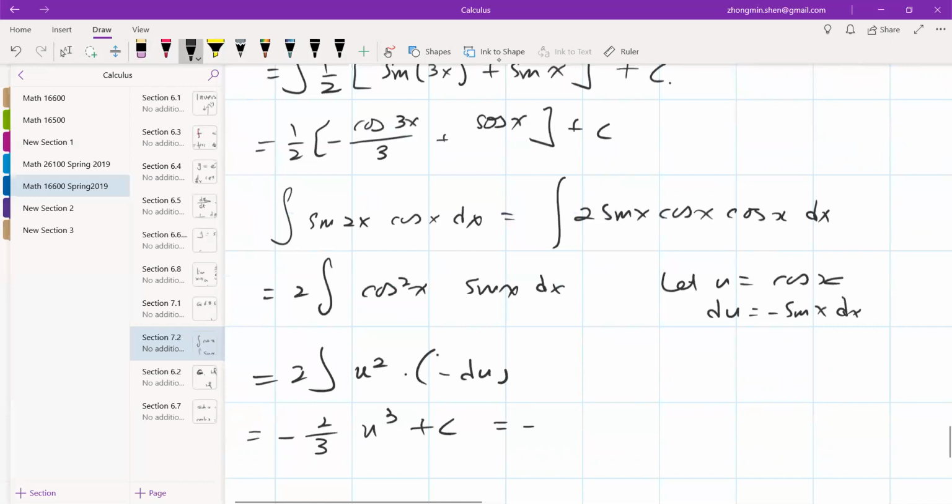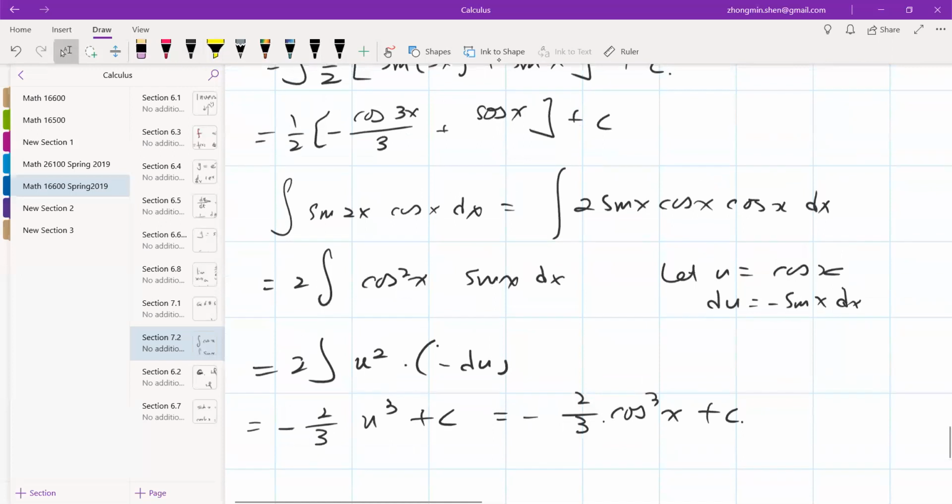Okay. So, yeah, this is the answer, but compare those two answers. It's not clear. It's not clear whether they're equal. Are they equal or do they differ by a constant? Let's look at this too.